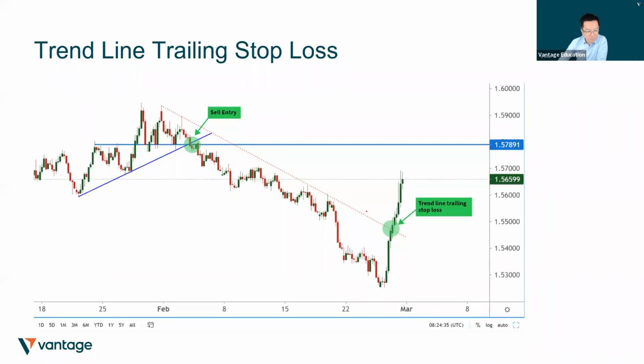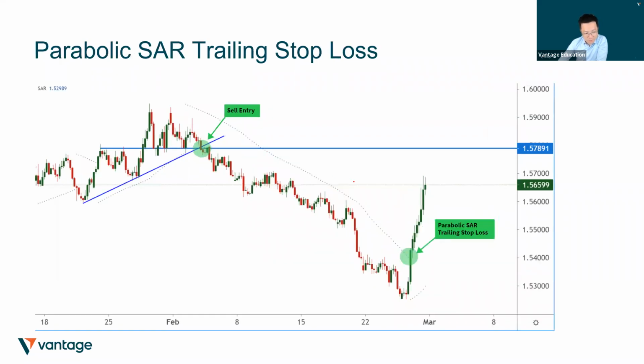Okay, so this is quite straightforward here. The next one, which I like a lot, is the parabolic SAR, parabolic stop and reversal trailing stop loss. As the name of the indicator tells you, it's a stop and reverse.